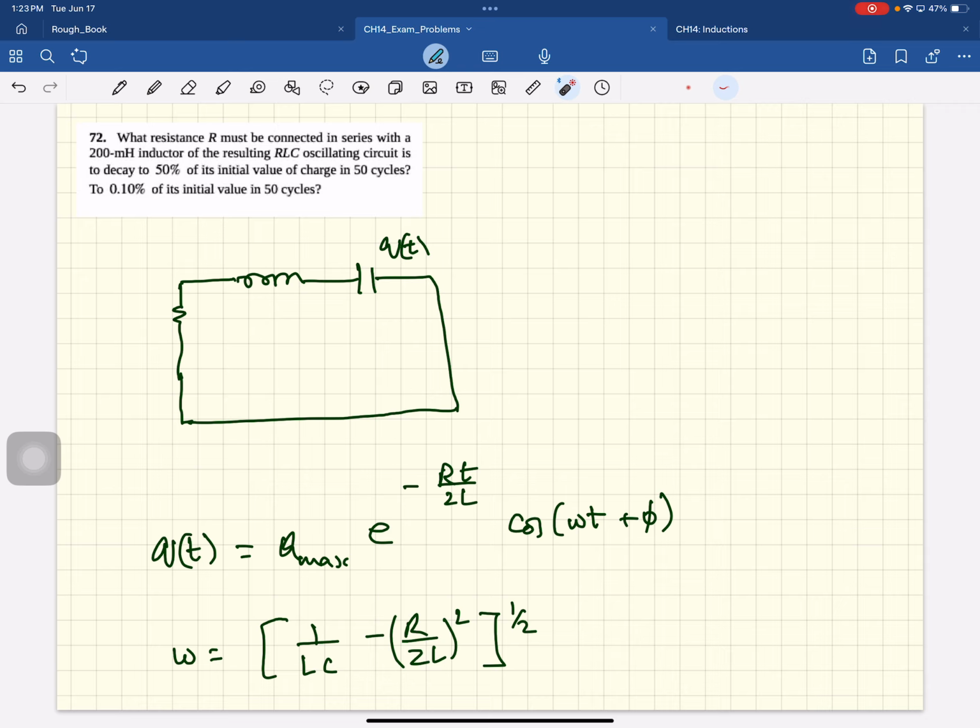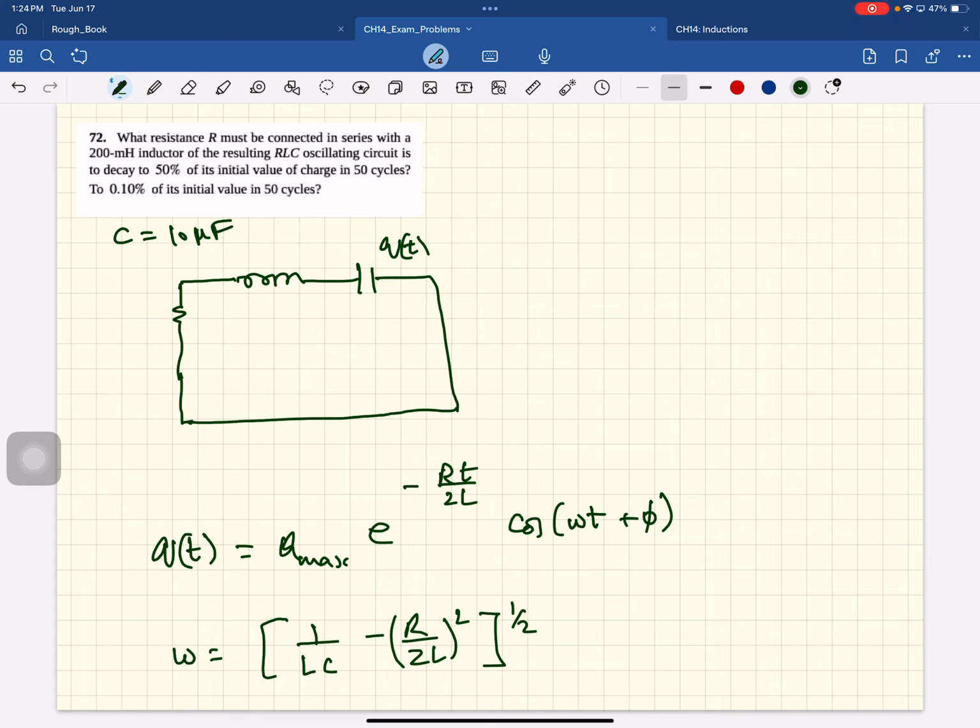Do you expect us to make any assumptions? No. So we will give a capacitance value. How's that? Okay, let's make a reasonable assumption for the capacitor. Okay, 10 microfarads.